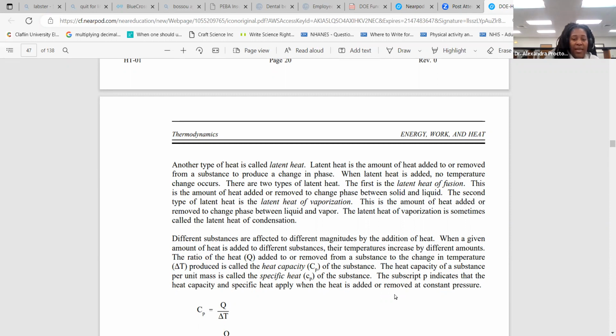So the subscript p indicates that the heat capacity and the specific heat apply when you have heat added or removed at constant pressure. So that lowercase p is talking about what happens at constant pressure. So C subscript p, and then lowercase c subscript p, the p is trying to tell you that this is happening at constant pressure.